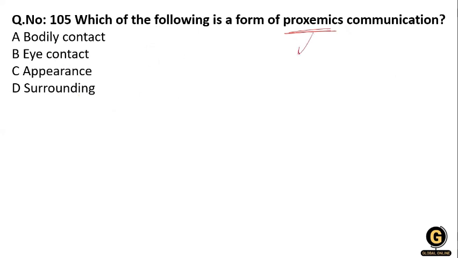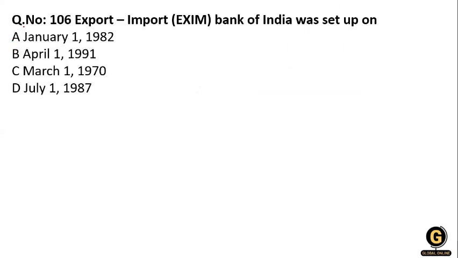Proxemics communication. Proxemics is the study of how space is used in human interaction. What is the meaning of proxemics? That means how the space is used. When A is interacting with B, how much space is used? That is proxemics. Here the options are eye contact, appearance, surrounding, and bodily contact. When it is about the space, it is bodily contact. So the right answer is A.